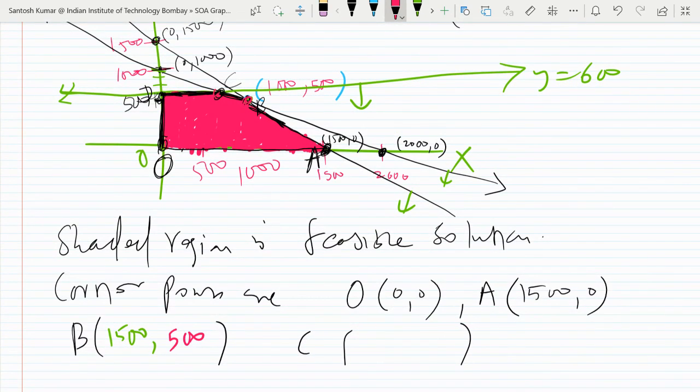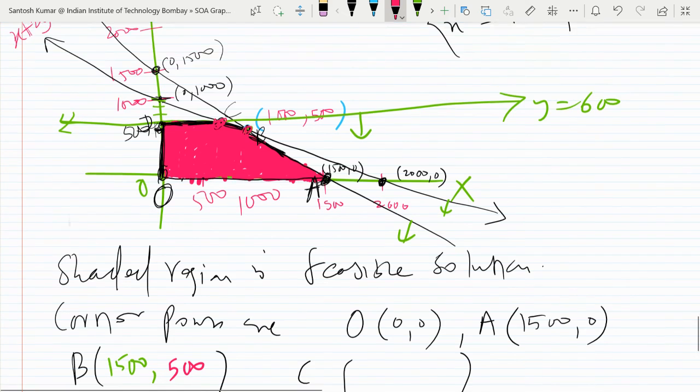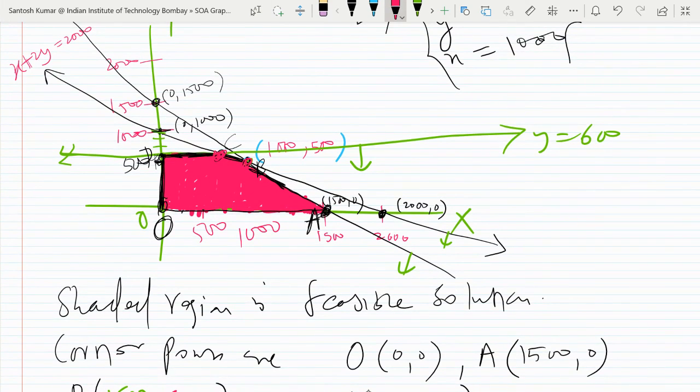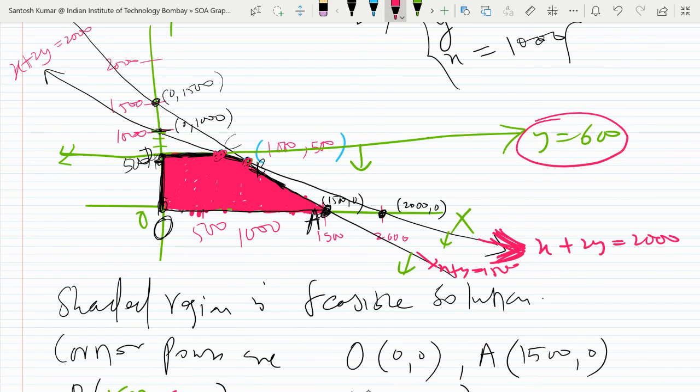What about C? So C is the intersection of two lines. Which two lines? One line is y is equal to 600 and the other line is this one. So this one was what? x plus 2y is equal to 2000. And this was just x plus y 1500. So we have to solve these two simultaneously.